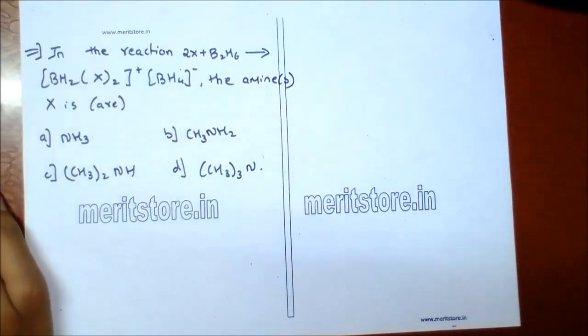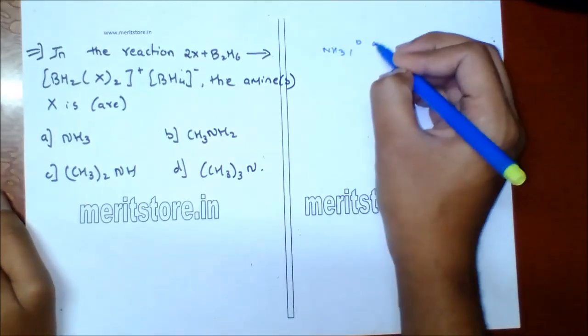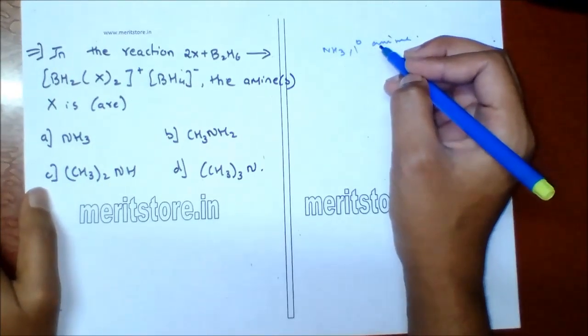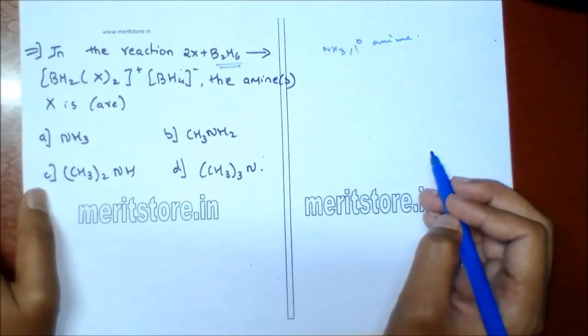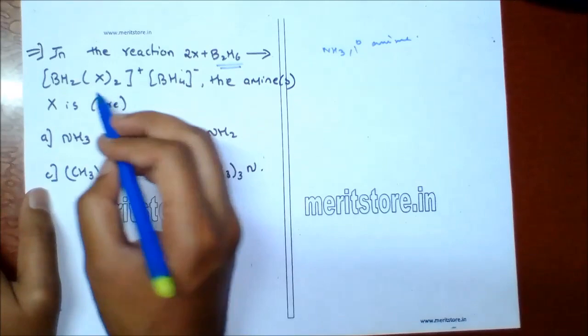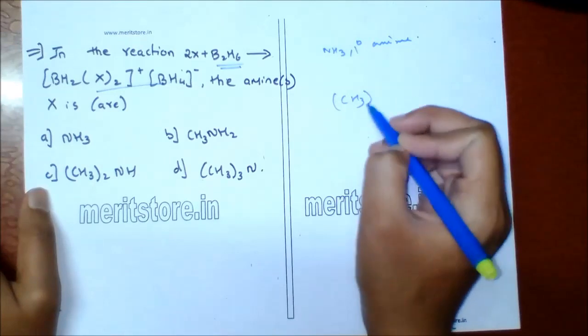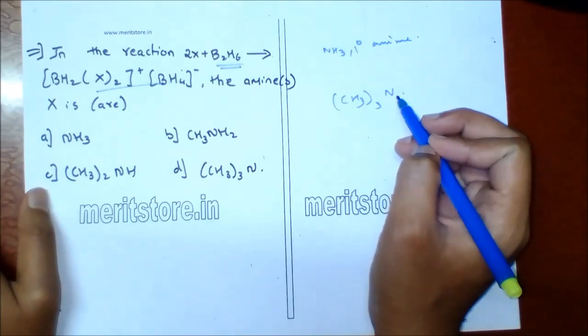In the reaction, 2X plus B2H6 will give the product. The amine X is R. Small amines such as ammonia or primary amines, that is methylamine and ethylamine, give unsymmetrical cleavage of diborane. So diborane, when it reacts with ammonia, will give the following structure. Large amines such as tertiary amines give symmetrical cleavage of diborane according to the following reaction.